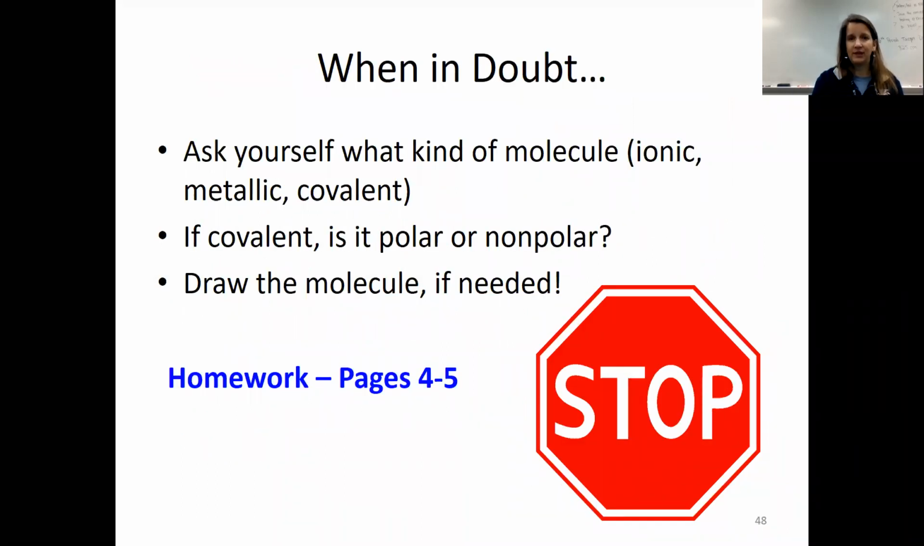Just a reminder, if you're in doubt, if you're looking at these problems and you can't think about what to do, start by asking yourself the big picture question. Is this ionic? Is it covalent? Is it metallic? If it's covalent, you have to ask yourself a sub-question. Is it polar or non-polar? You might have to draw it so that you can see whether this is going to be a polar molecule or a non-polar molecule. Because if it's a covalent molecule, you have to figure out which kind of intermolecular force is involved. Is it hydrogen bonding? Is it dipole-dipole? Is it London dispersion force?